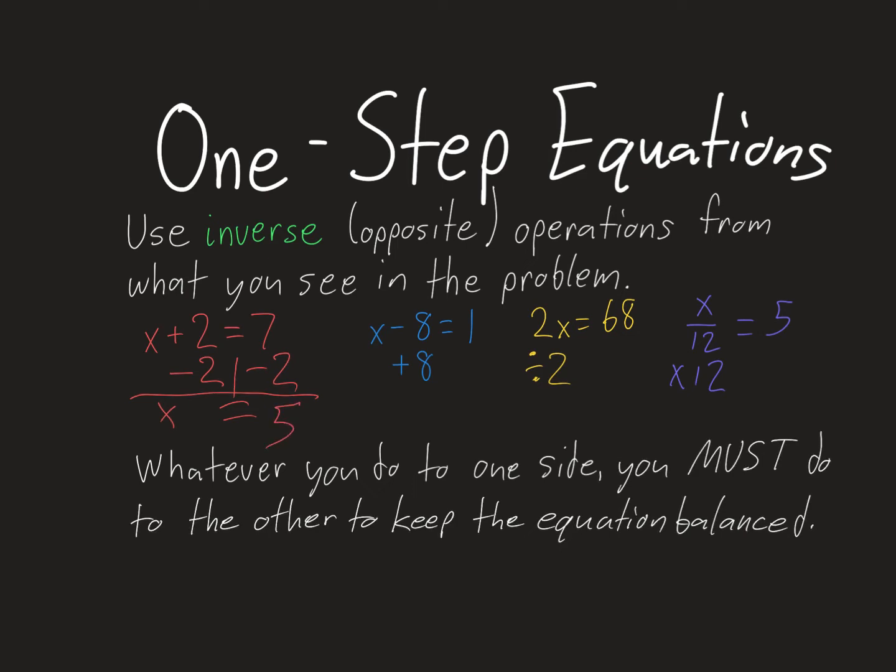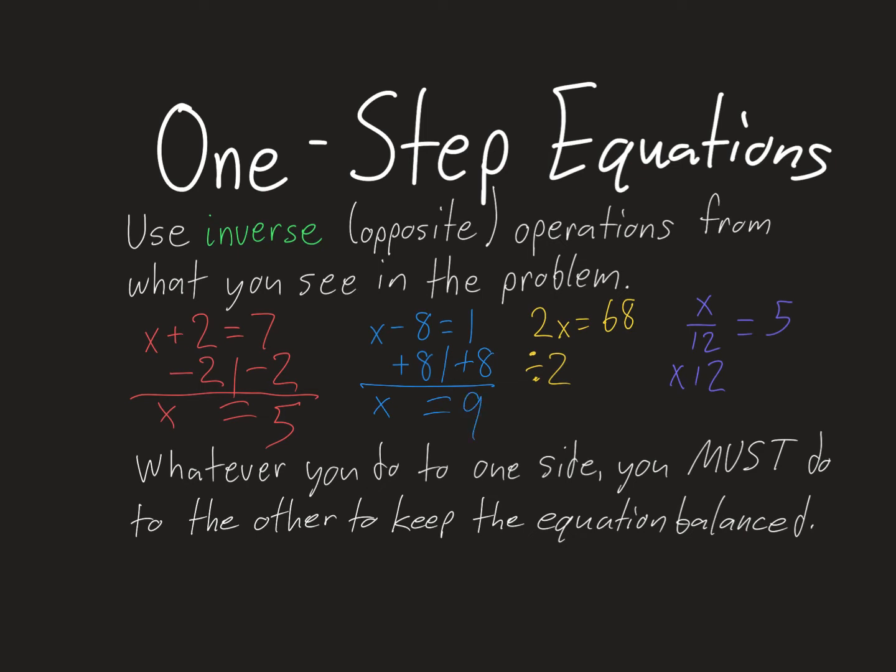For the blue problem, we said we needed to add 8. So let's add 8 to the right side as well. We have x, and then a negative 8 and a positive 8 cancel each other out. So we don't have to write anything else. And on the other side, we have 1 plus 8 is 9.